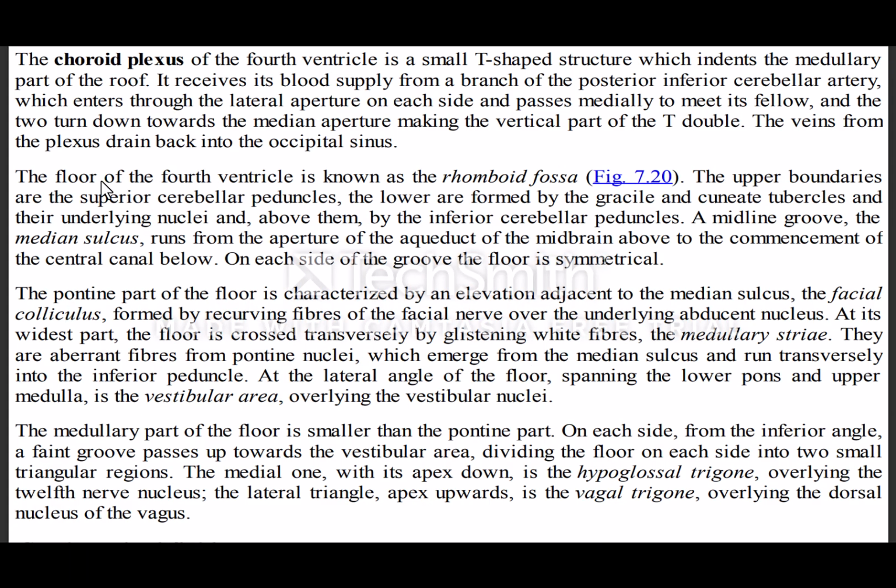Let's just read here. They say the floor of the fourth ventricle is also known as the rhomboid fossa. The upper boundaries are the superior cerebellar peduncles. The lower are formed by the gracile and cuneate tubercles and their underlying nuclei, and above them by the inferior cerebellar peduncles. A midline groove, the median sulcus, runs from the aperture of the aqueduct of the midbrain above to the commencement of the central canal below. So you can go through your last anatomy and read the details.